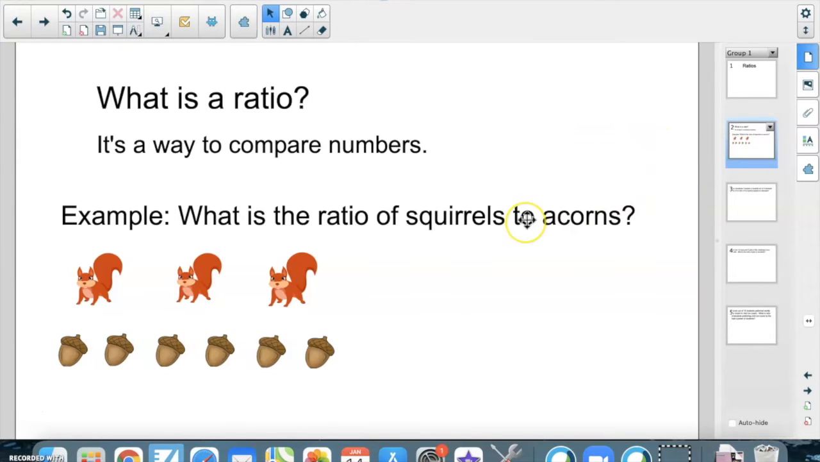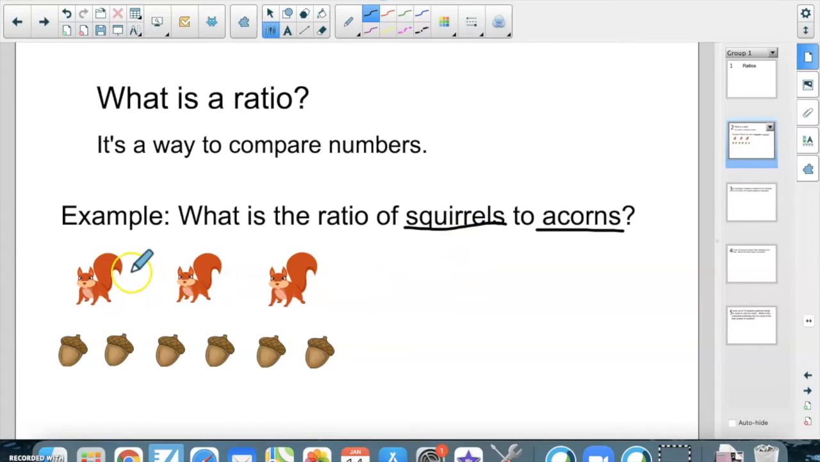Well, here's an example. The question's asking, what is the ratio of squirrels to acorns? Okay, so you're going to have to be patient with me here as I have to draw with a mouse, which isn't always so cool. So it matters how the question's worded. It's asking for squirrels to acorns, and that means squirrels is first here. We need to have that number first.